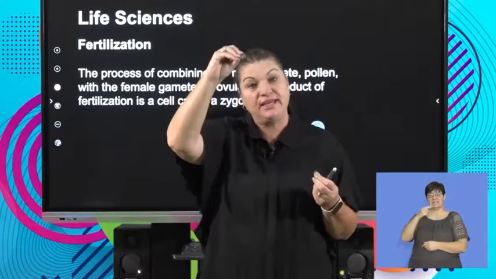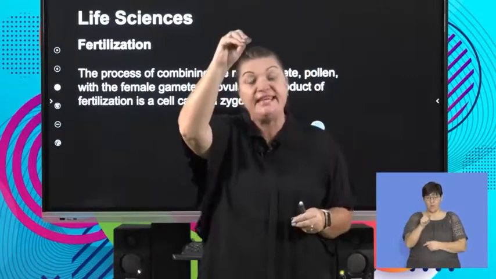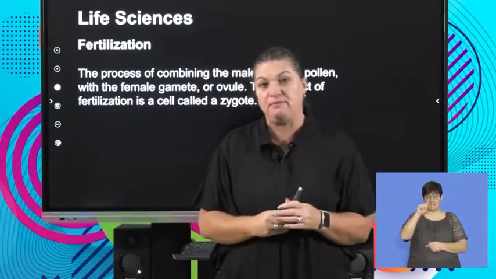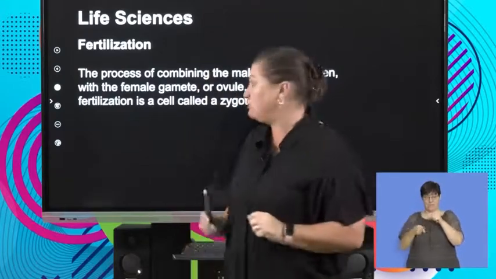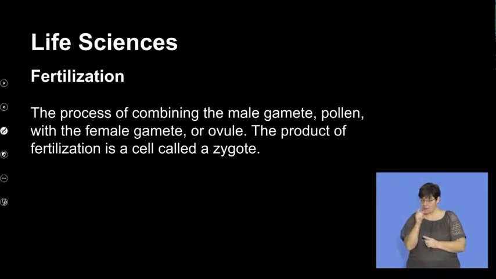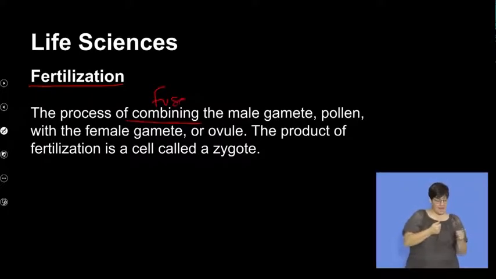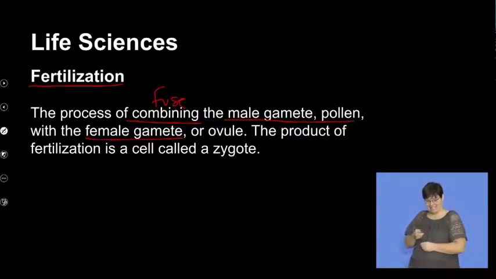Now we need to get the male gamete that's in there all the way down to the female. That is a process called fertilization. Okay, now you need to know these. It's an important term that you need to know. Guys, fertilization is when we combine or fuse, you can use either word, the male gamete, which is pollen, with the female gamete. That is important. When that fusion occurs, that cell is called a zygote.